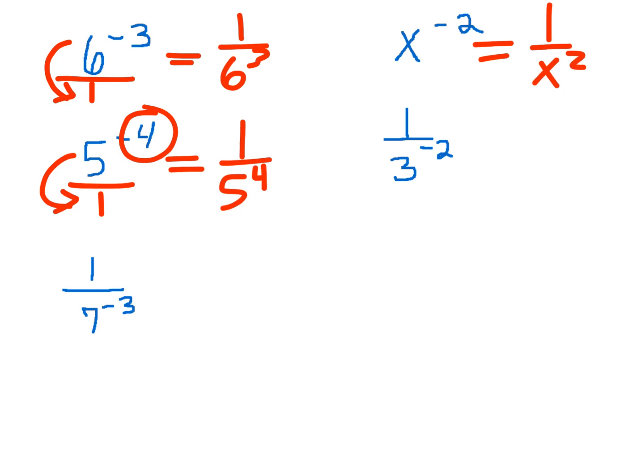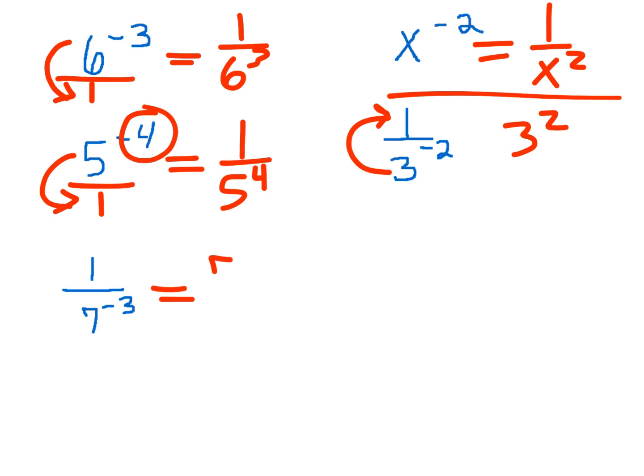Now, if I start with a fraction and I have a negative exponent, it's got to go to the other side. So that's going to be 3 squared. And it could be like over 1, but it's just 3 squared. This one here is going to be 7 cubed over 1, or just 7 cubed. So if you want to see more complex, I'm going to show you more complex problems on the next video.